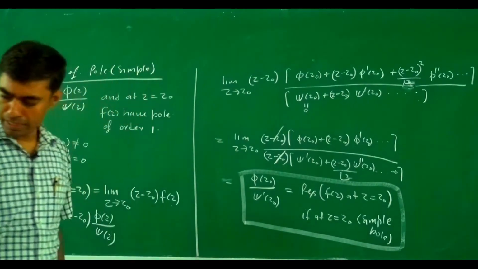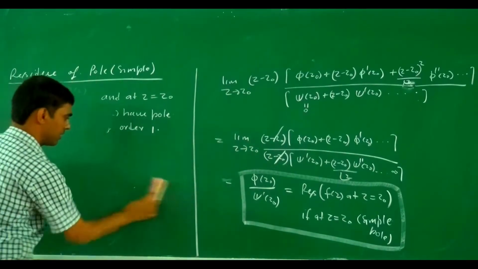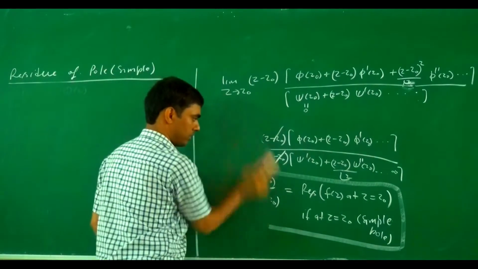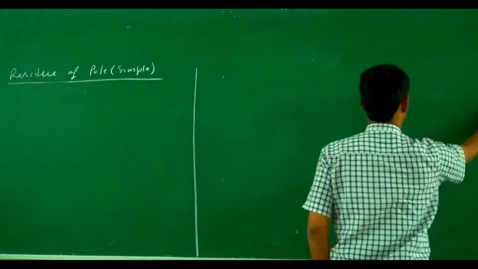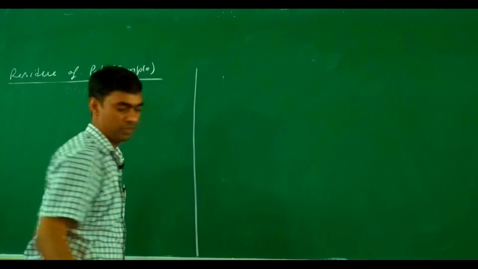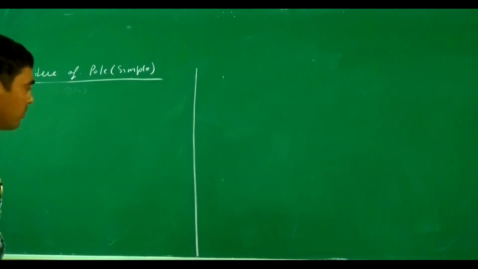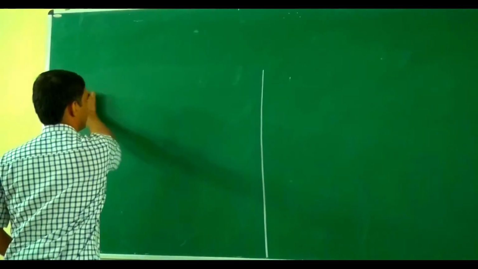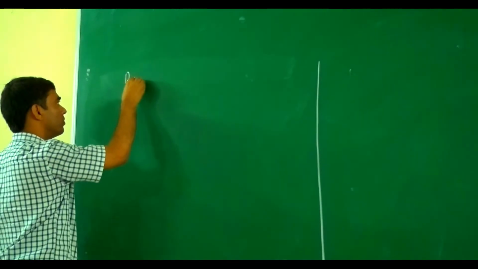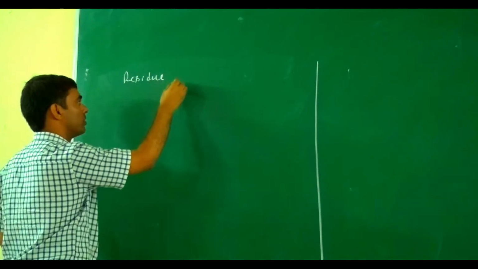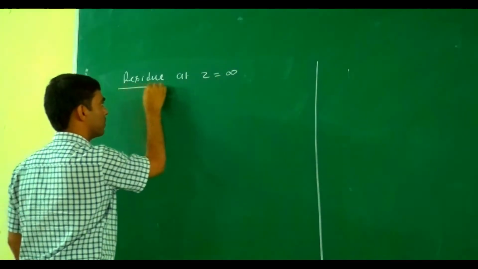So next we are going to discuss the residue at infinity. What is the residue at z equal infinity? First we erase this, then we discuss the residue at z equal infinity. So next we discuss the residue at z equal infinity.